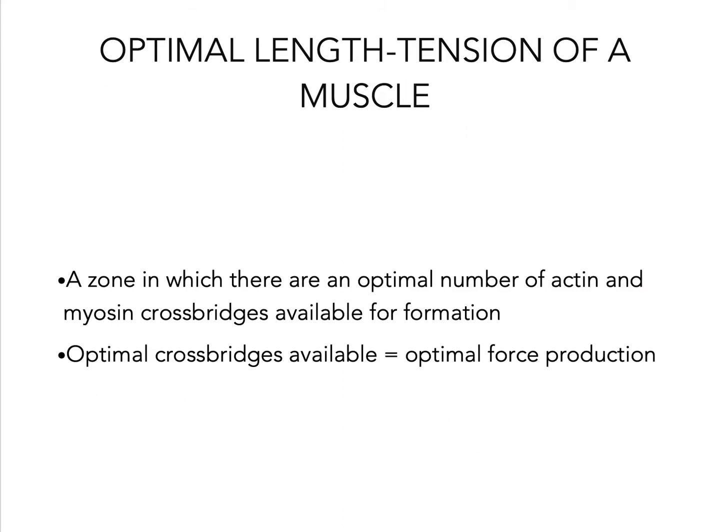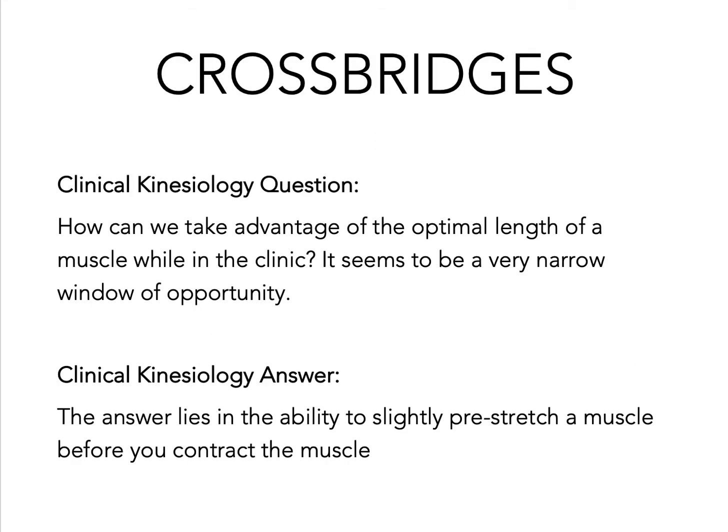Optimal length tension of a muscle is a zone in which there is an optimal amount of actin and myosin cross bridges available for formation. Optimal cross bridges available equals optimal force production. So how can we take advantage of the optimal length of a muscle while in the clinic? It seems to be a very narrow window of opportunity. So the answer to this is in the ability to slightly pre-stretch a muscle before you contract the muscle.